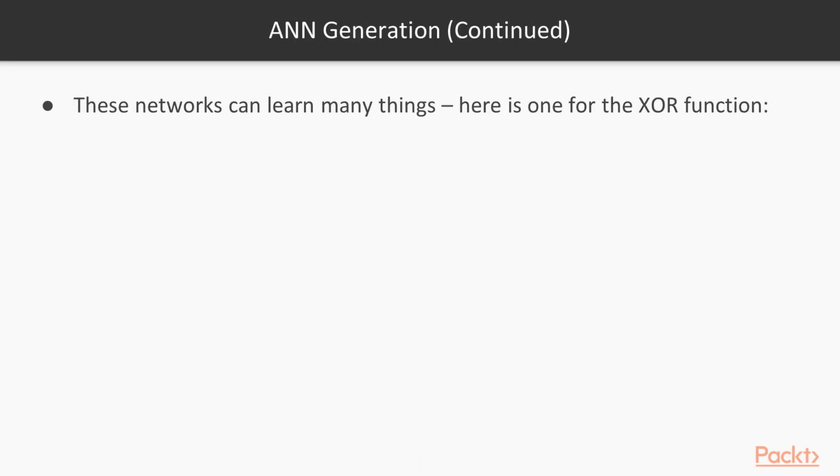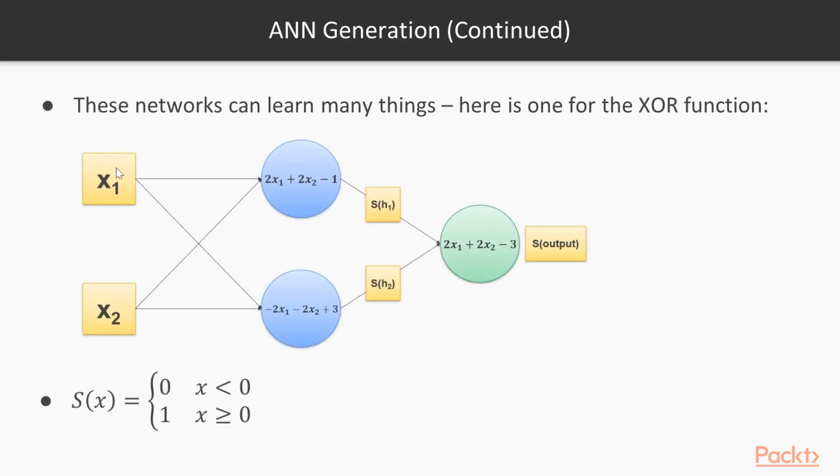As you know, these networks can learn many things. Here is one for the exclusive OR function. So two inputs corresponding to 2 bits, and the output will be the first bit, exclusive OR the second bit. We have one single hidden layer with 2 hidden units that compute simple functions. We also have an activation function which is given here. S of x is 0 if x is lower than 0, and 1 if x is larger than or equal to 0. This is called the logistic function.